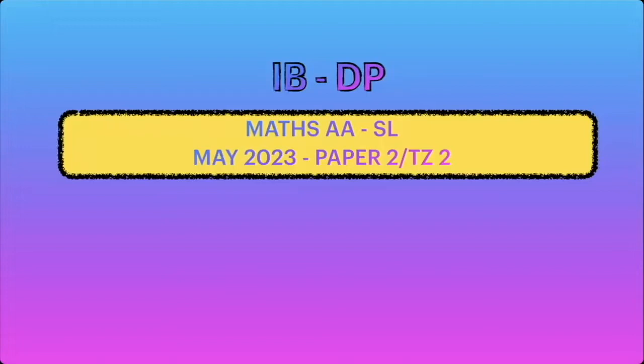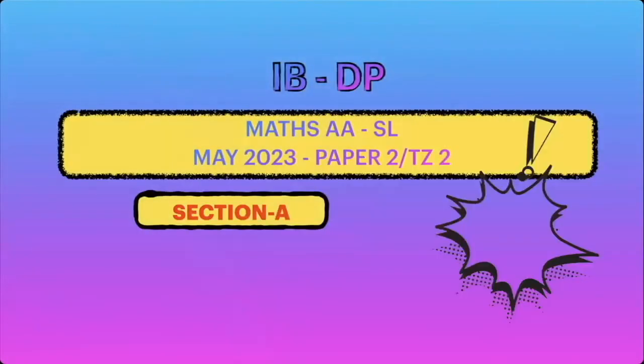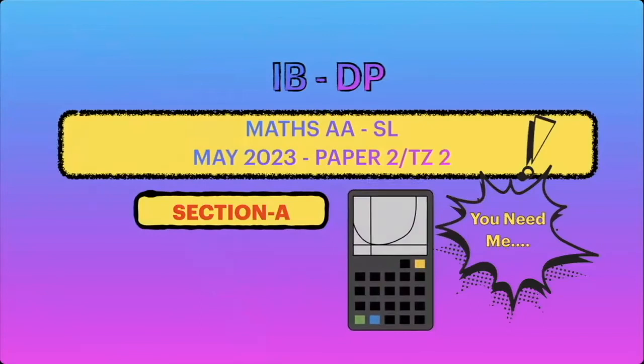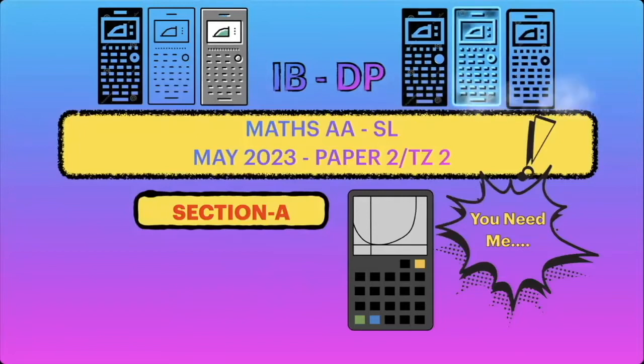In this video, I will be going through the solution for Mathematics Analysis and Approaches, Standard Level, May 2023 Paper 2, Time Zone 2 exam. This video will focus on Section A only. Keep in mind, this is Paper 2, meaning this is a calculator paper. So you will need a graphic display calculator in this paper.